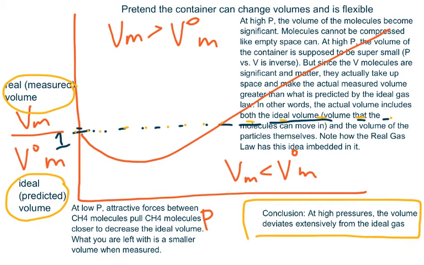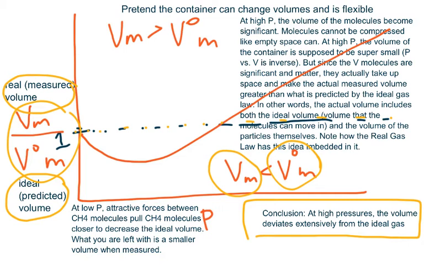So in this graph, if Vm, which is the real measured volume, is greater than Vm with a degree symbol, which is the ideal volume, then the fraction Vm over Vm naught will be greater than 1. And Vm over Vm naught will be less than 1 when the real volume is less than the ideal volume. If you think of it as a fraction, if this is less than this, then the fraction will be less than 1. So that's how you read this graph.